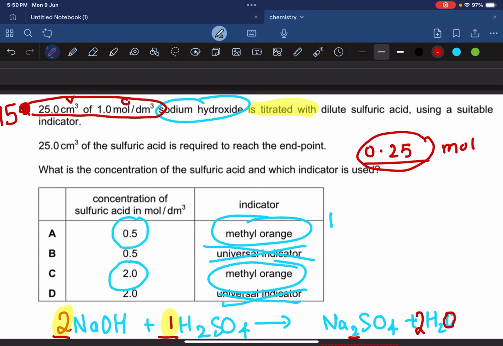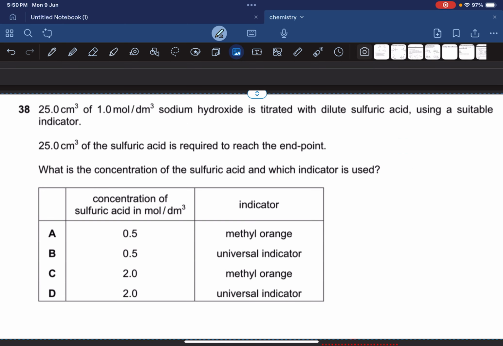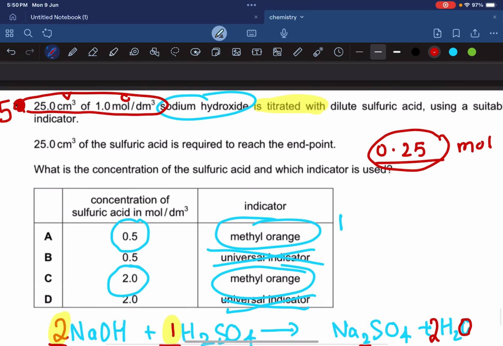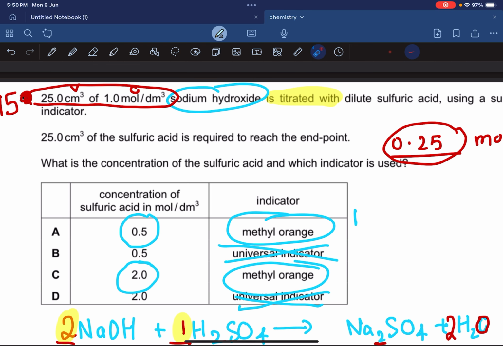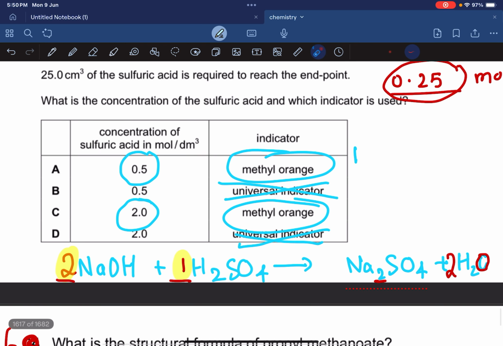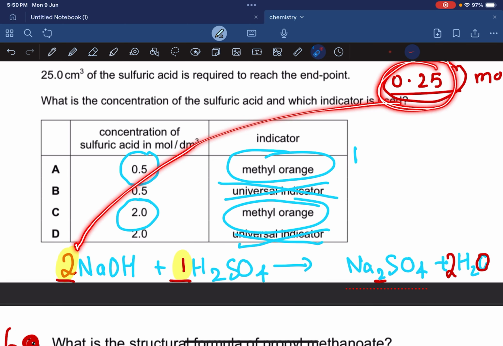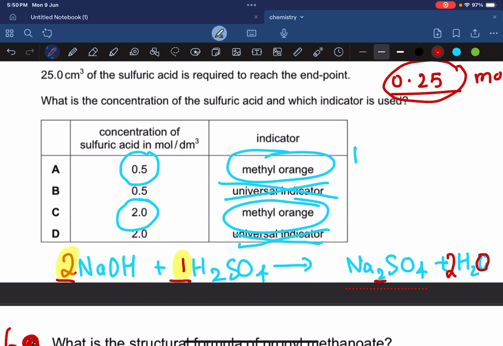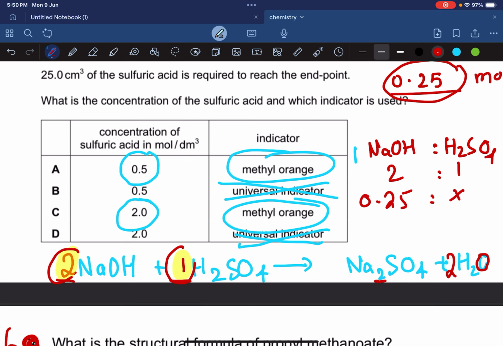Okay, and for instance, now the other important thing is that you're not given the moles. Let's find it out the traditional way, but I'm going to tell you another way. This is 0.25 moles of NaOH. How many moles of sulfuric acid are going to react? Obviously 2 moles of this react with 1 mole of this. So the molar ratio of NaOH to sulfuric acid is 2:1. If you have 0.25 moles of this, you're going to have X moles of this.